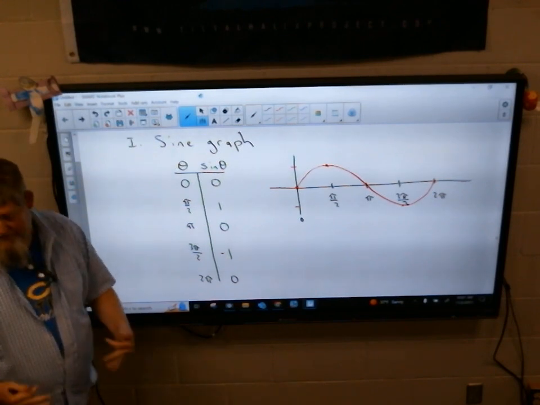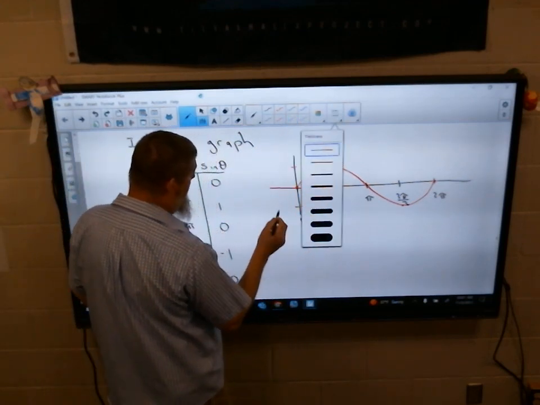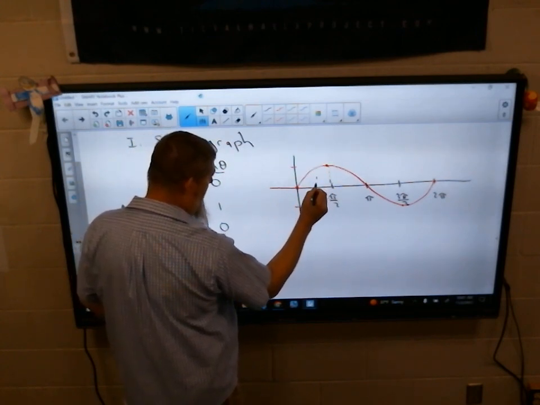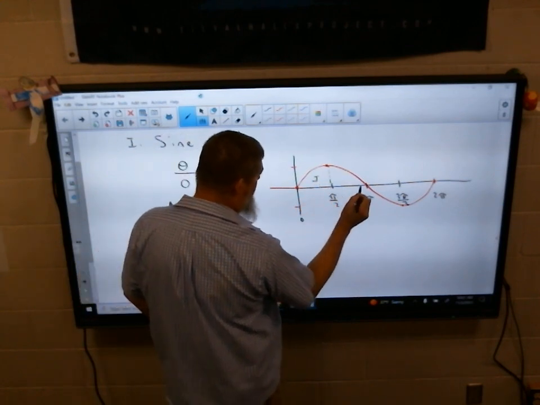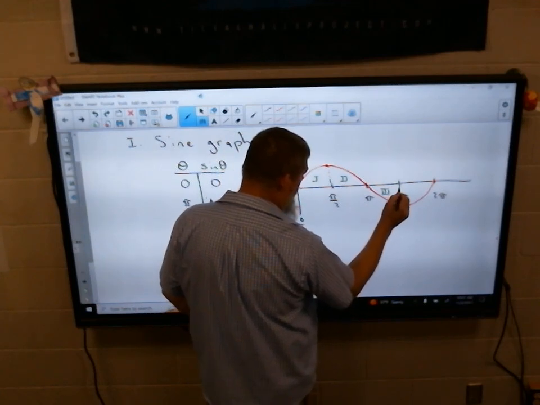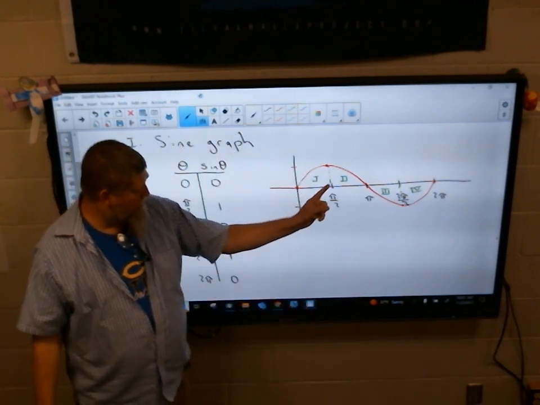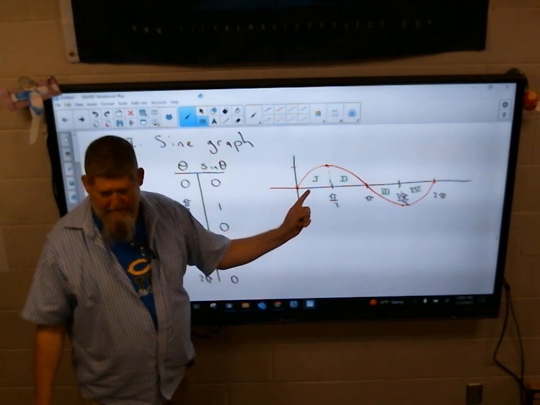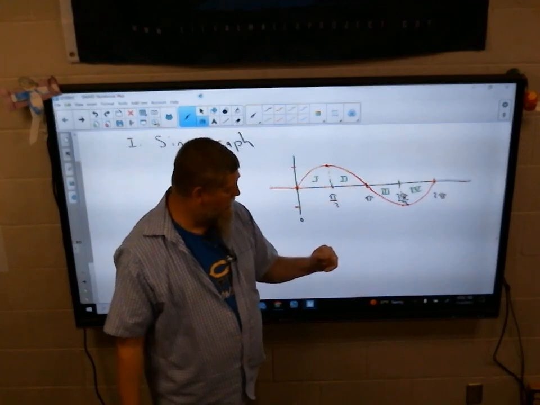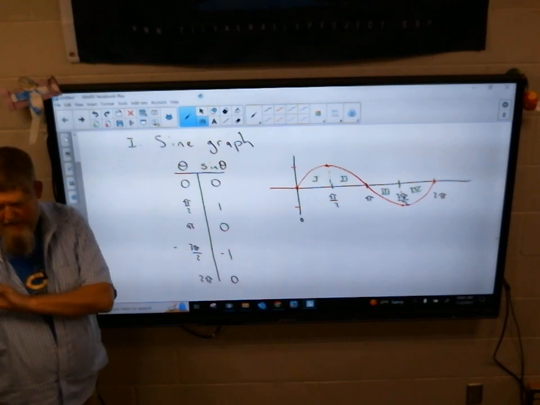Just so, I'm going to erase this in a second, but if you want to jot it down or at least see it, I'm going to put it in green and then I'm going to erase it. Between 0 and pi over 2, this is considered quadrant 1. Between pi over 2 and pi, this is quadrant 2. Quadrant 3 and quadrant 4. And you can see in quadrants 1 and 2, the sine is positive. It's above the x-axis. In quadrants 3 and 4, the sine is negative. It's below the x-axis. So kind of an interesting connection between the unit circle and the graph.